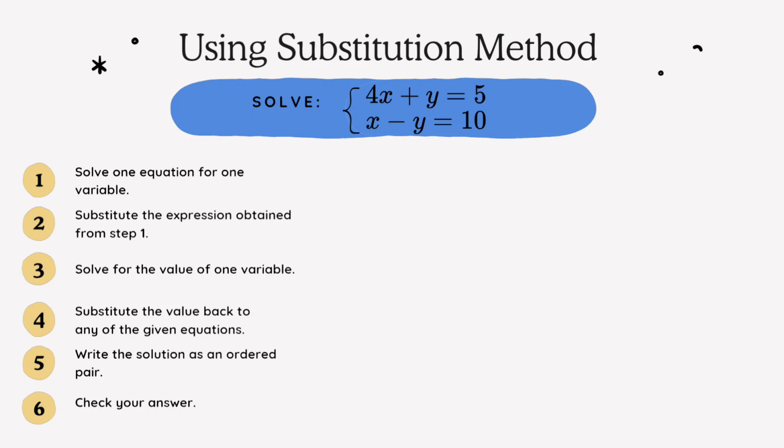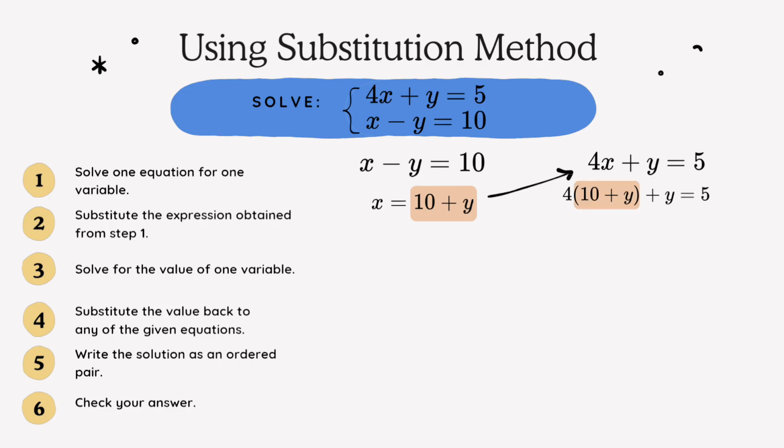First step, solve one equation for one variable. In that case, piliin na natin yung mas madaling isolve na equation. Let's solve x minus y equals 10. Then, transpose lang si y, meron na tayo ngayong na-solve kay x. Then, step 2, substitute the expression obtained from step 1, which is, in our case, 10 plus y. Isa-substitute natin siya dun sa isa pa nating equation. And then, masosolve na natin ngayon yung value ng y.